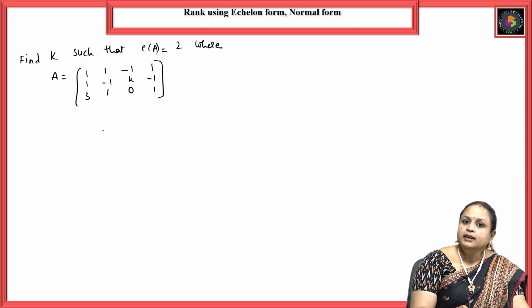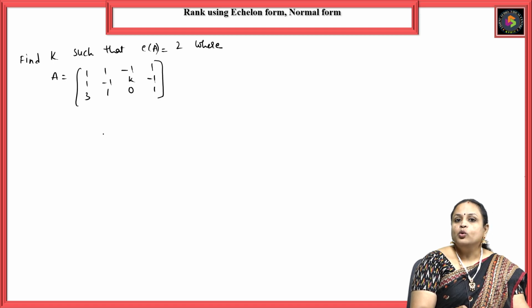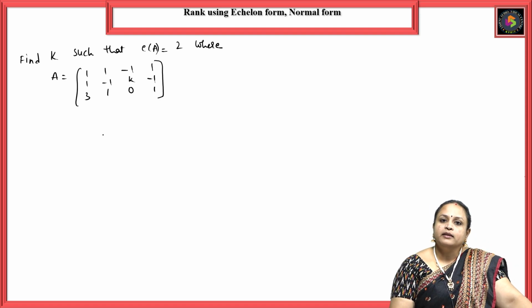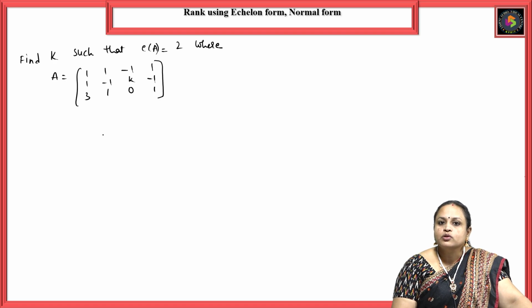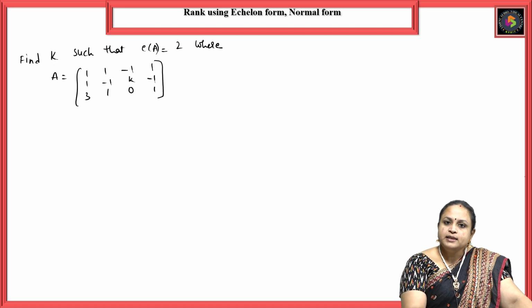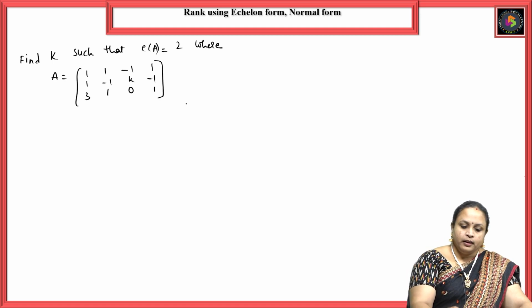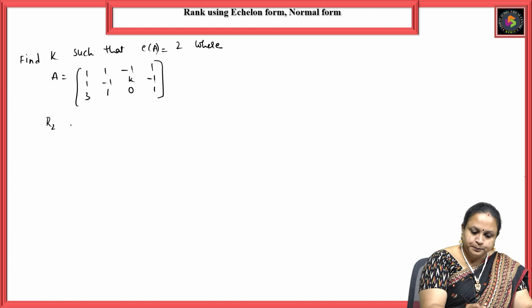So, when it says that the rank of the matrix is 2, that means there are only 2 non-zero rows present in the matrix. Because in the echelon form, the rank of the matrix is nothing but the number of non-zero rows present. So here, since the rank of the matrix is 2, we should have only 2 non-zero rows. That means the third row is completely a 0 row.